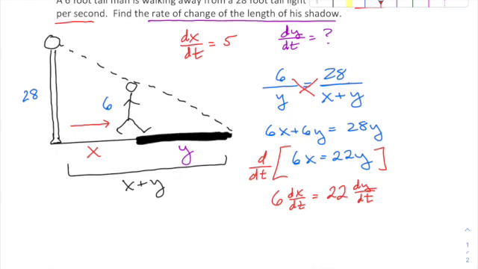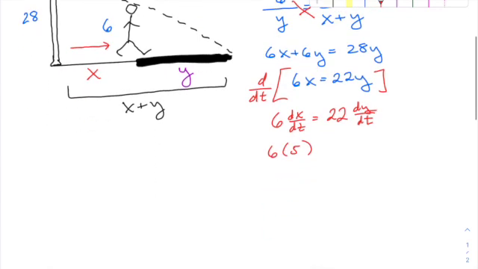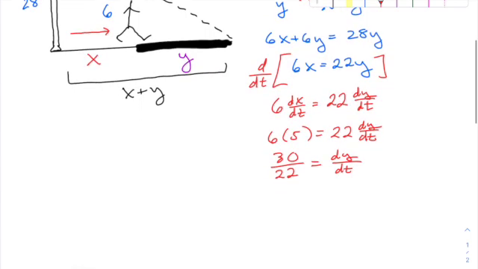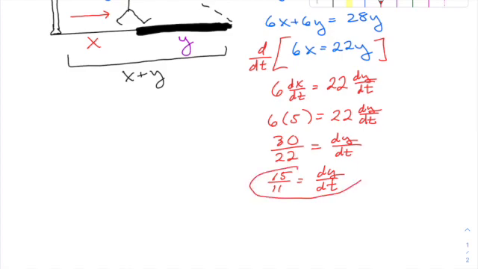So I know that dx dt is 5, so I'm just going to substitute 5 in for dx dt and solve for dy dt. So you'll have 30 and then divide by 22 to solve for that dy dt. Maybe reduce that, always good habits here, to 15 over 11. Okay, there's dy dt, and that is what you were looking for, the rate of change of a shadow.